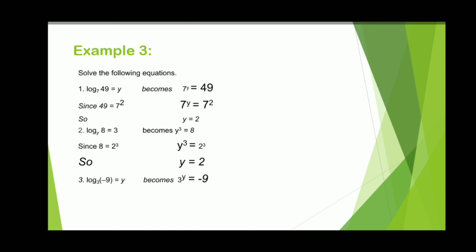Number 3, log base 3 of y equals negative 9. It becomes 3 with the exponent of y equals negative 9. We change positions again, the log base 3 and y. We remove the log base form and put 3 with the exponent of y. The negative 9 remains the same. So that is how to convert a logarithmic equation to exponential form, or exponential form to logarithmic form.